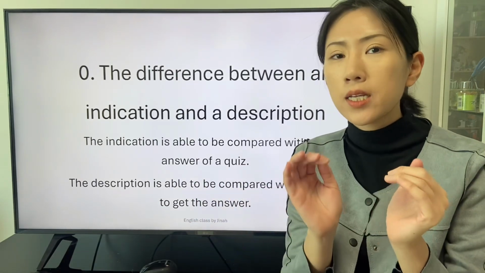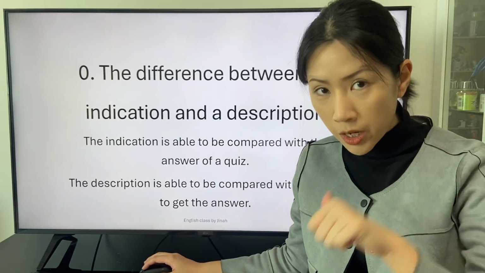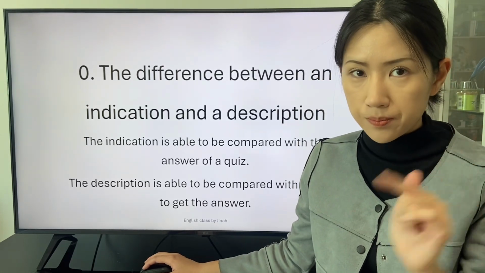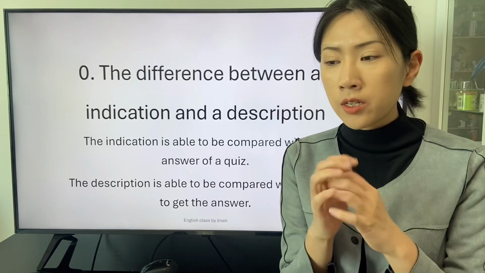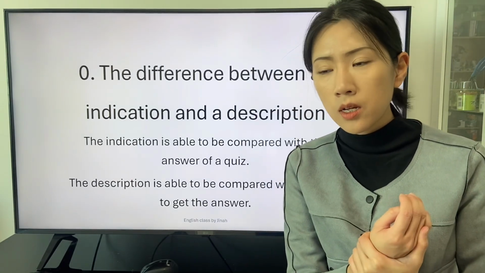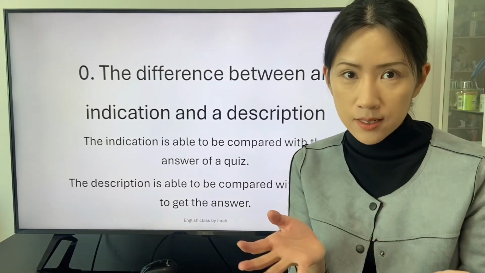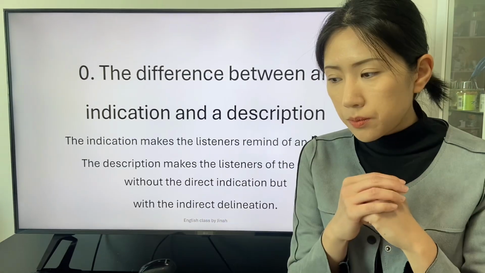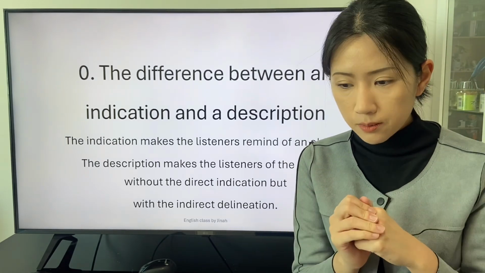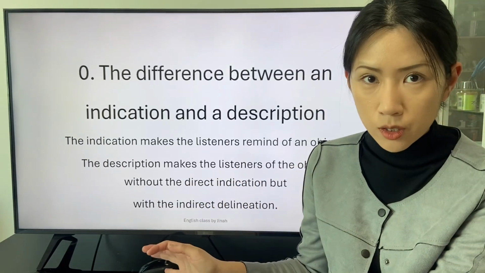A word can be classified into two: an indication and a description. The indication is like an answer of a quiz, and the description is like a quiz to get the answer. The indication reminds the listeners of an answer.